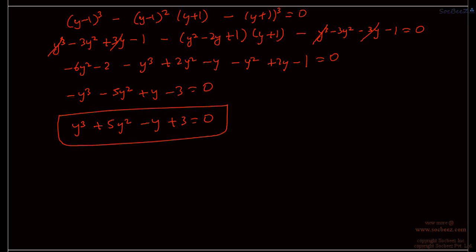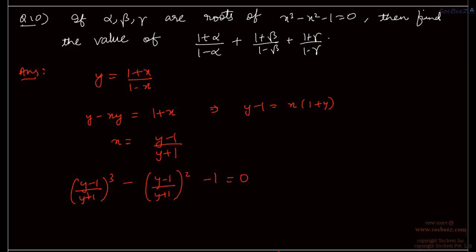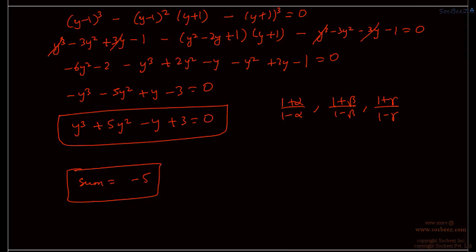Right? So I see that I obtain a new equation which has the roots (1 plus alpha) by (1 minus alpha), (1 plus beta) by (1 minus beta), and (1 plus gamma) by (1 minus gamma). These are the roots of this equation. And now I am supposed to find the sum of these three terms. Hence, my answer will be: the sum is equal to minus 5. Right? So we see that we cleverly transform our variable x into a new one so as to find the new roots, and hence the relation between them can easily be found out to be minus 5.